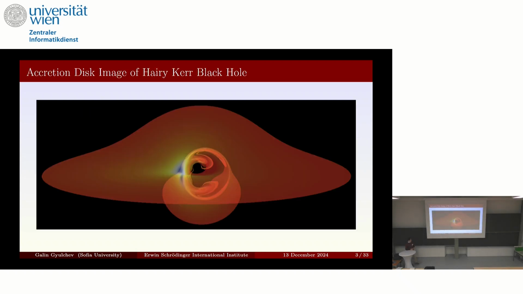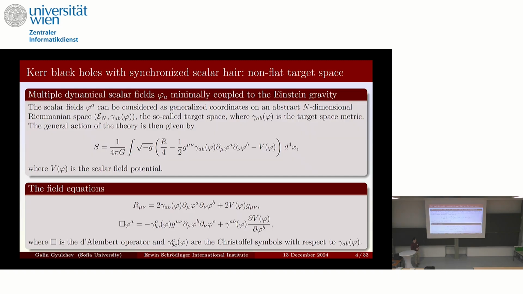The purpose of this talk is, in general, to explain how we can obtain images like this one, which represents in the central part the appearance of the shadow at an inclination of 80 degrees. So the observer is inclined 80 degrees with respect to the equatorial plane. We see that the accretion disk has this form and looks like the accretion disk of the Kerr black hole, but in the central part it resembles the exact shape of the shadow, which comes from the existence of these additional scalar fields.